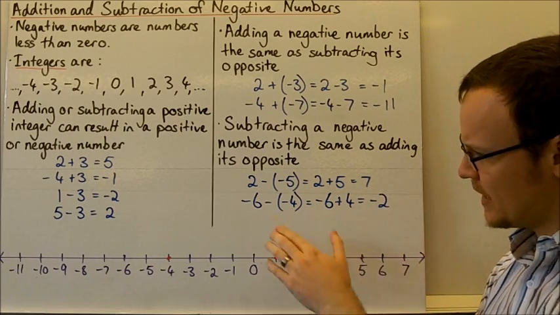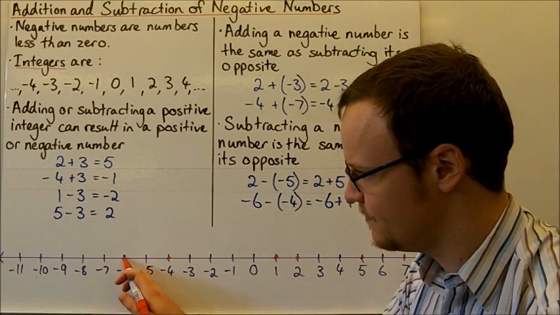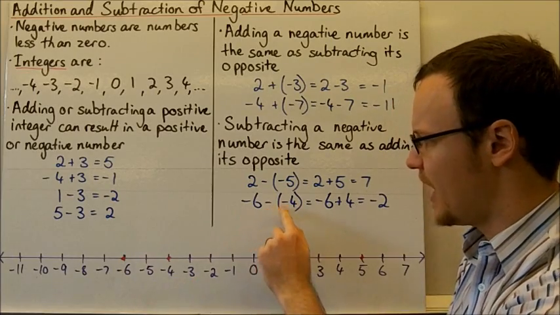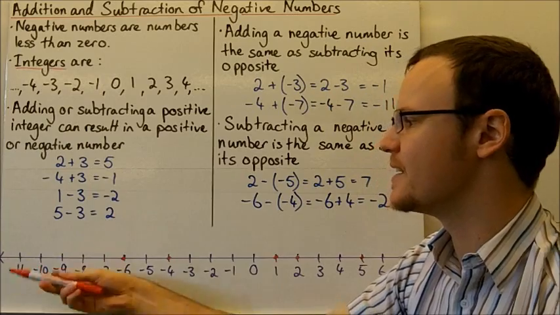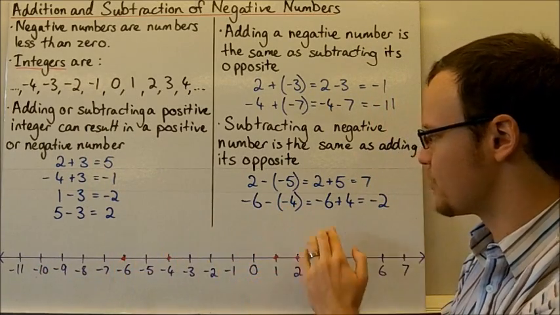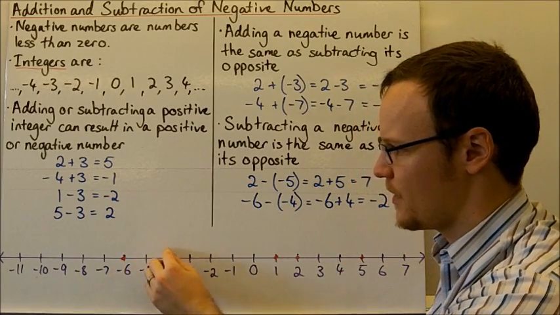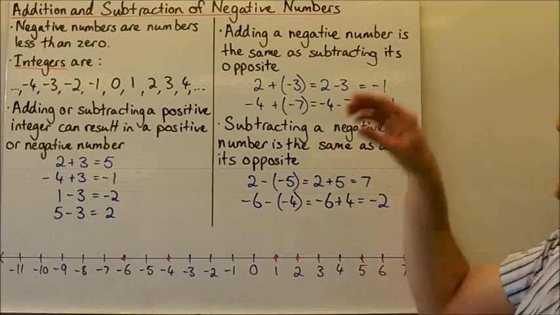We get 7. Looking at this one as well, we start at negative 6 and take away negative 4. Taking away would normally move us this way, but because we're taking away a negative, we've negated that and we're moving in the opposite direction, so negative 6 plus 4: 1, 2, 3, 4, and we get negative 2 as our answer.